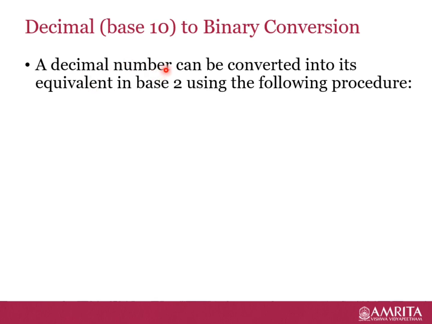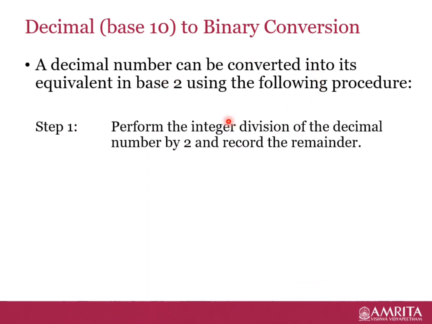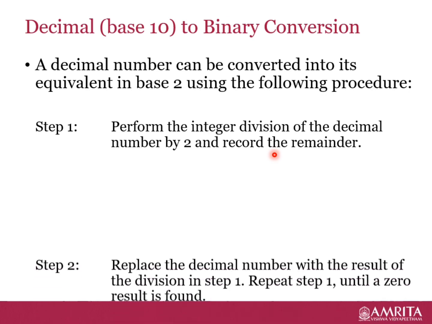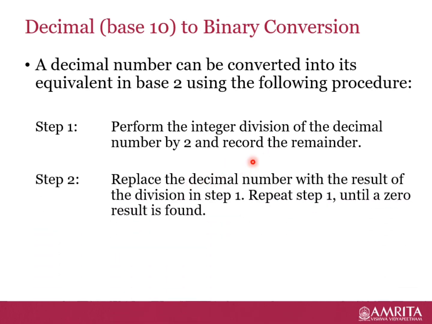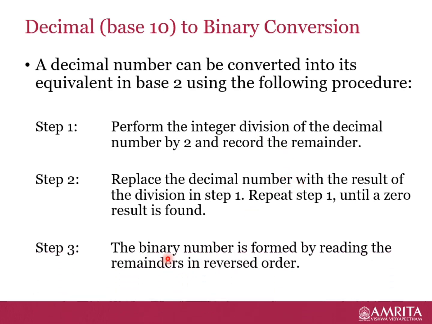A decimal number, which is a base 10 number, can be converted into its equivalent base 2, which is binary, using the following procedure. The first step is to perform integer division of the decimal number by 2, because you are converting it into base 2. After that, you record the remainders. The next step is to replace the decimal number with the quotient of the division in step 1, and this procedure is repeated until a zero quotient is found. And finally, the binary number is formed by reading the remainders in the reverse order.